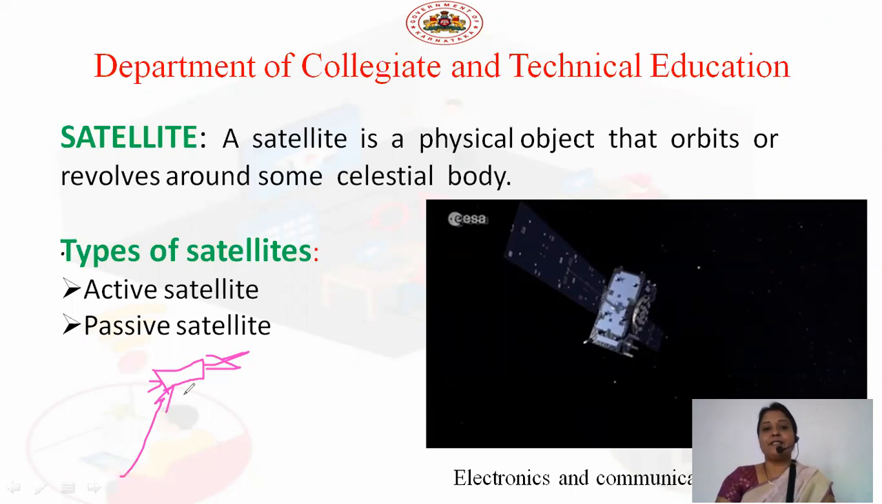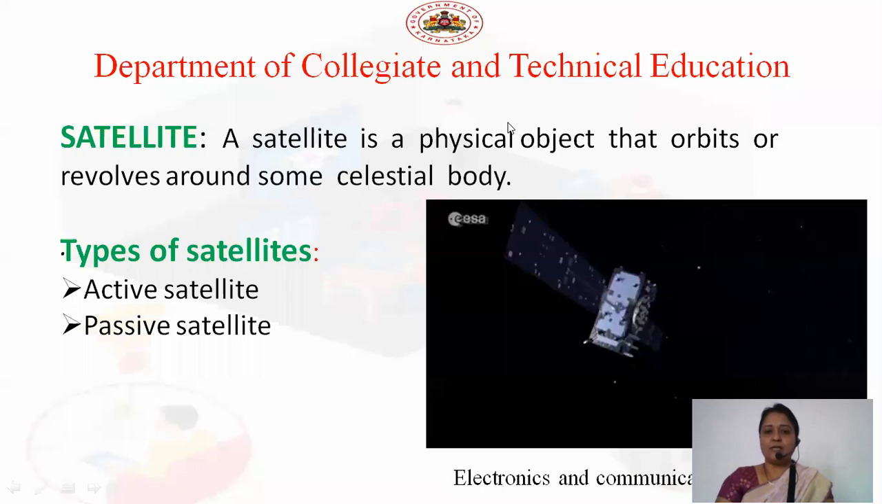And it will modify the signal. For example, if F1 is the frequency which we have uploaded from the Earth station to the satellite, here it will transmit it as F2. It will change the frequency as well as amplify it. Then that is called the active satellite.